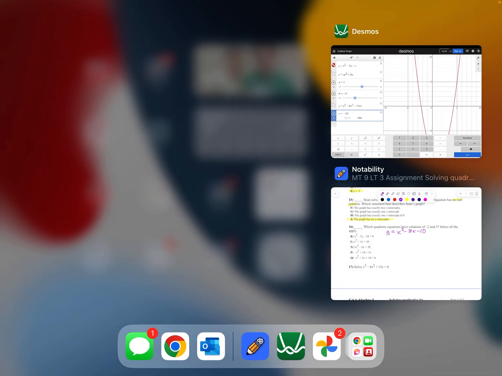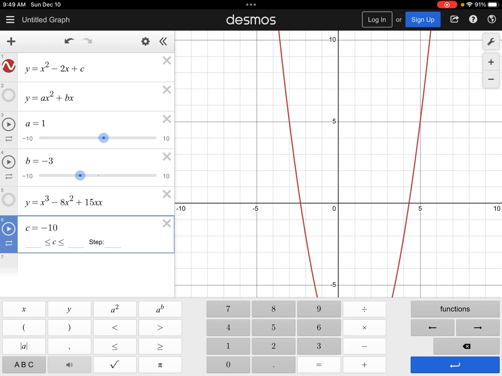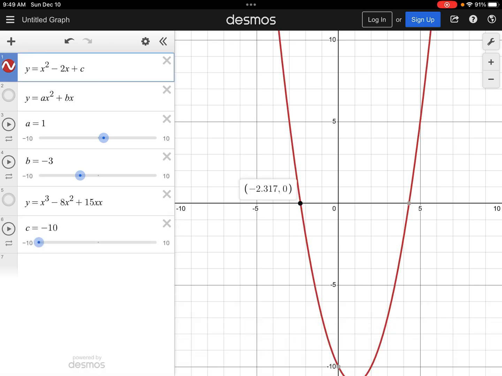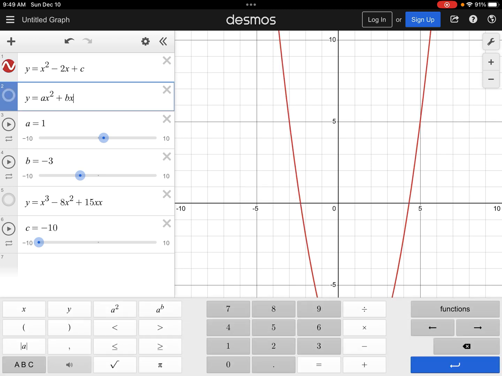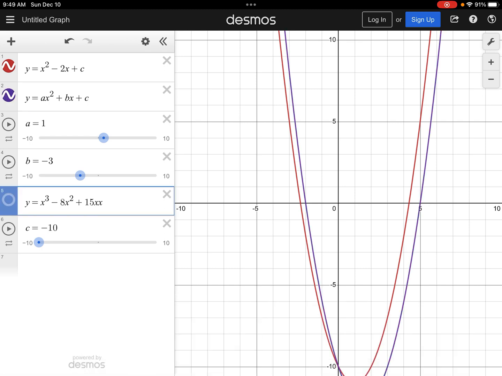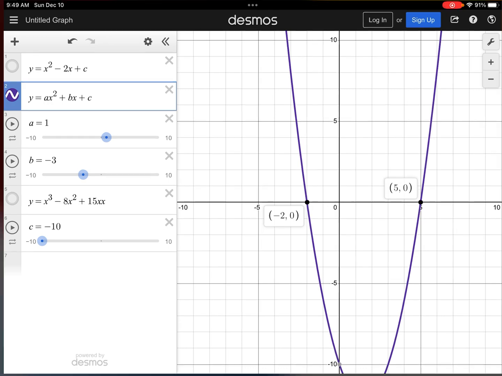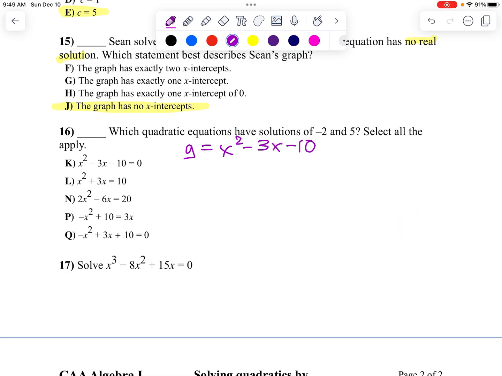Let me make sure. A is 1 and B is negative 3. Yep, there we have it. So then we have, what did I do wrong? Oh, forgot to put my plus C in here. I don't know why it disappeared. Okay, there we go. So we have negative 2 and 5 as our solutions. Negative 2 and 5 is what we want. So our correct answer is K. There might be others. Let's do L.